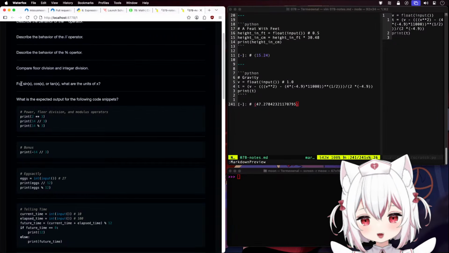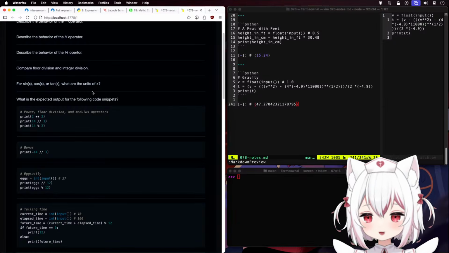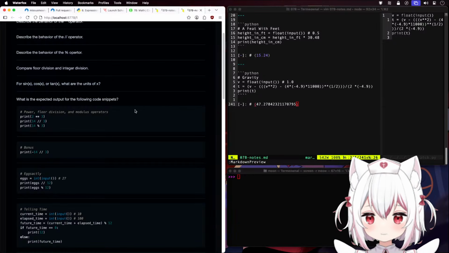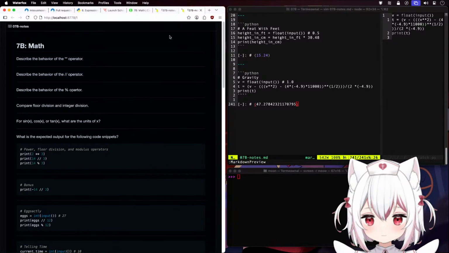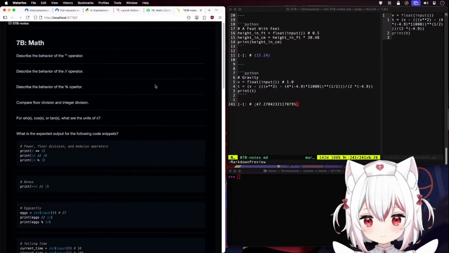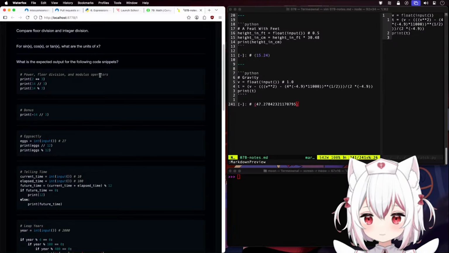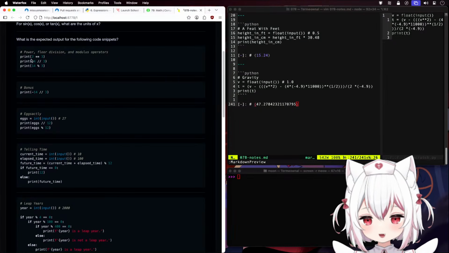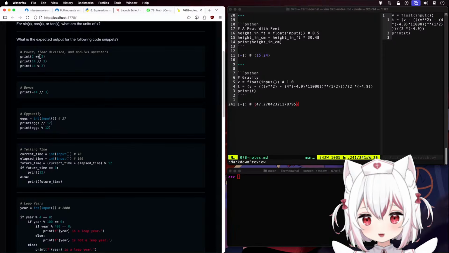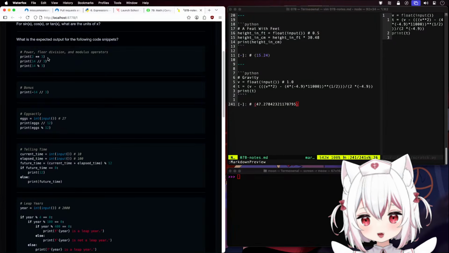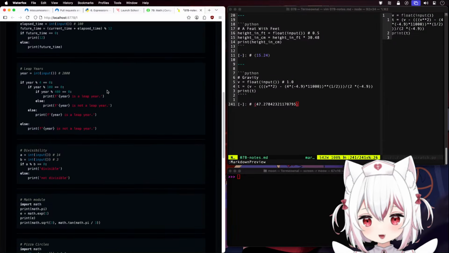Let's see. For sine, cosine, tangent, what are the units of x? Radians. I'm definitely gonna forget this. But the other thing I might do in the future, and maybe not with these notes but with other notes, is I'll probably go back to Anki. What's the expected output for the following code snippets? 2 to the third is 8. 14. I'm not going to do all this again. I don't feel like it.